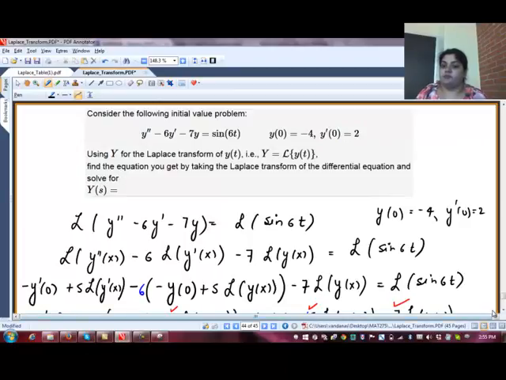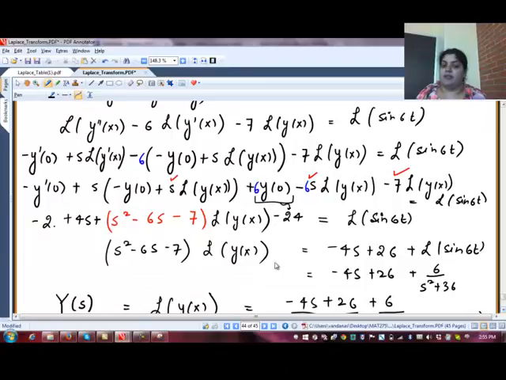And the last part is, every time whenever you are solving, you will get a coefficient of the Laplace transform as a characteristic polynomial associated to the differential equation.